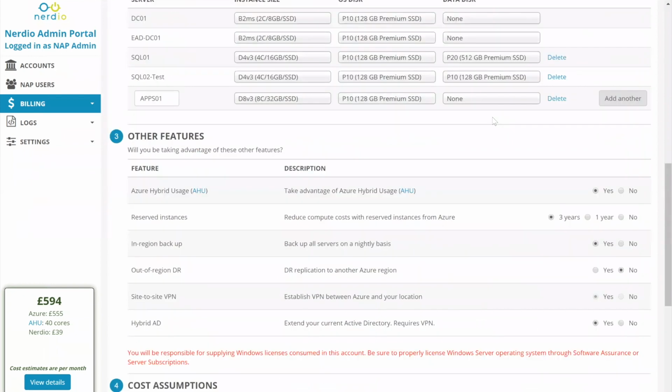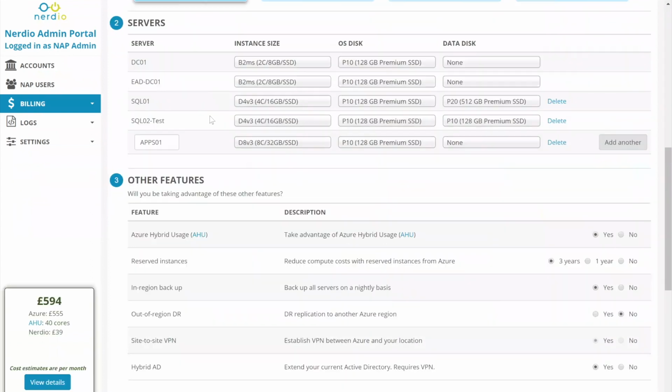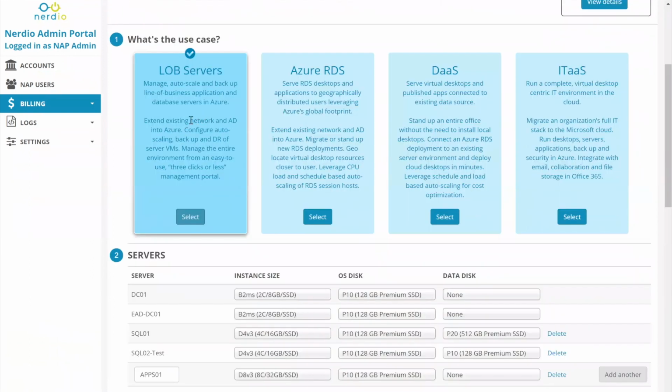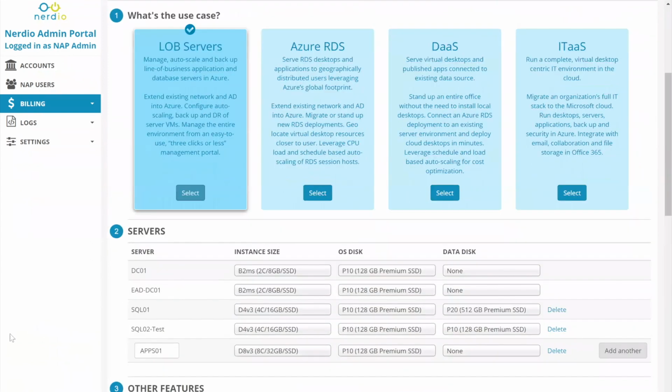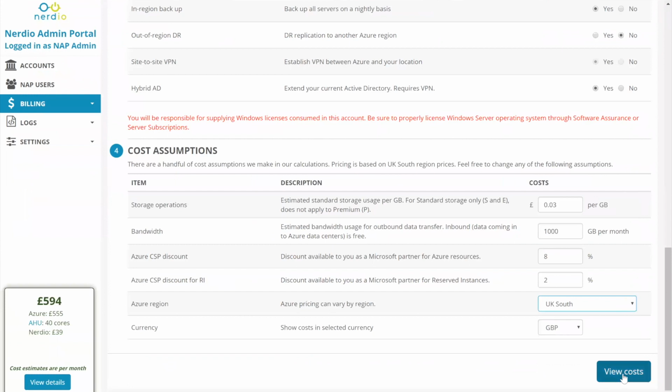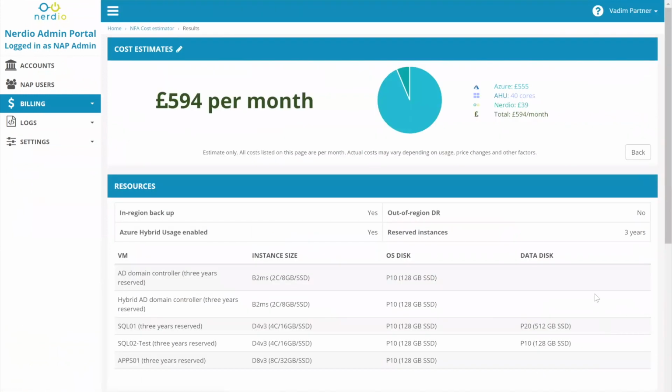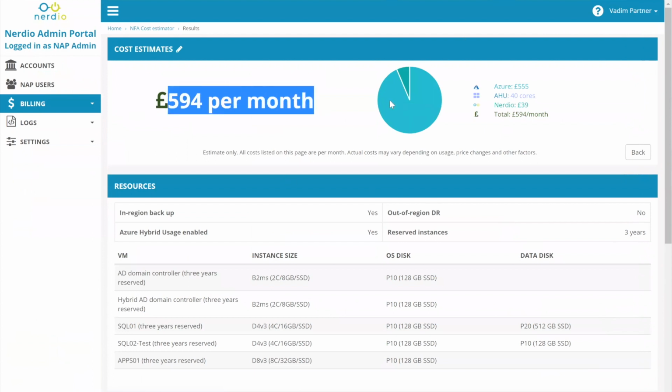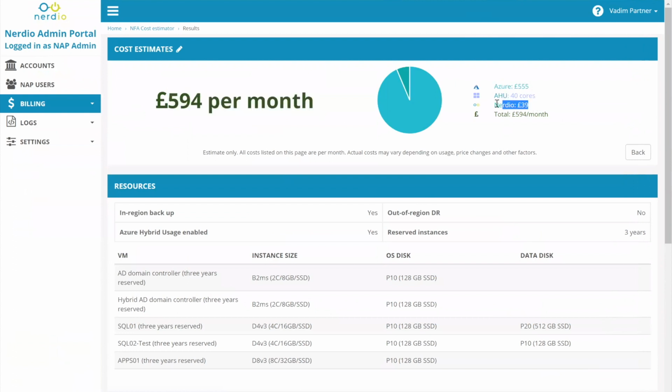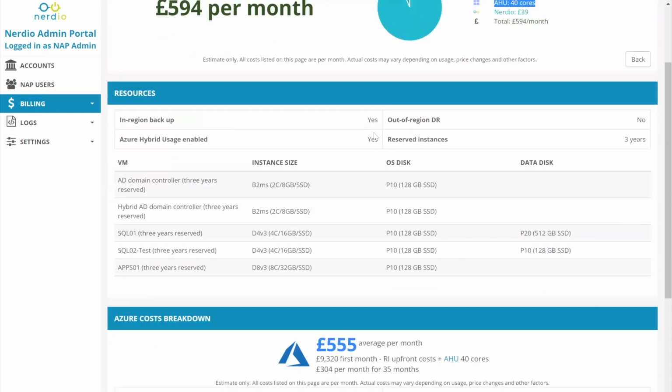Good. Now, once you've completed this, and again, we only went through the simplest of the pricing scenarios, line of business, you have the total price right here. What you can then do is click View Costs, which is going to give you a more detailed breakdown. And let's look through this. So we have a per month price for the total environment broken down by category. So we have our Azure price, we have our Nerdio price, and we also have an AHU requirement of 40 cores. This is a summary of what we've turned on and off.